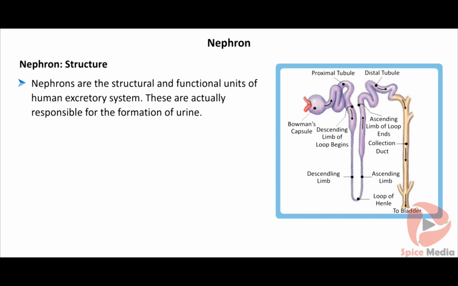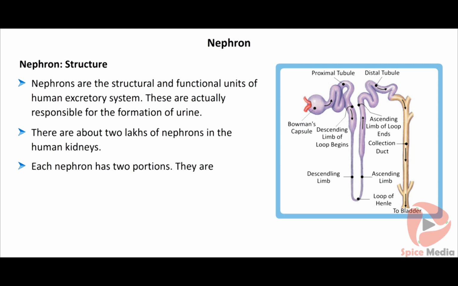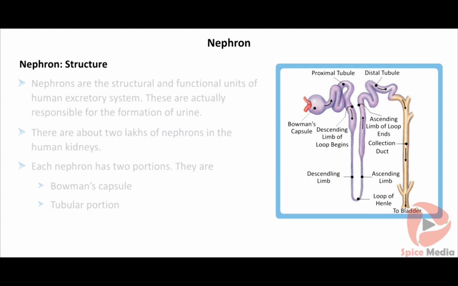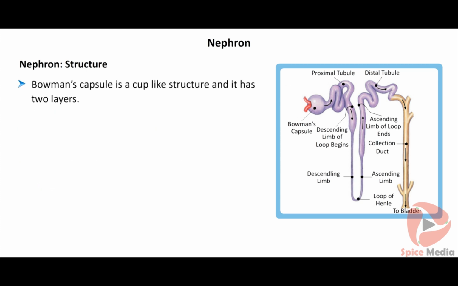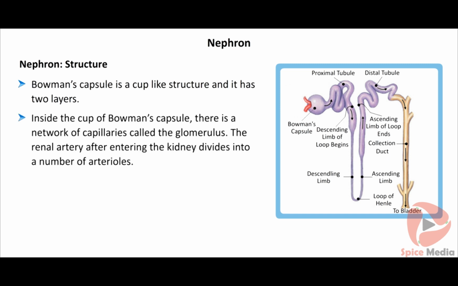Nephrons are the structural and functional units of the human excretory system. These are actually responsible for the formation of urine. There are about 2 lakhs of nephrons in the human kidneys. Each nephron has 2 portions. They are Bowman's capsule and the tubular portion. Bowman's capsule is a cup-like structure and it has 2 layers. Inside the cup of Bowman's capsule, there is a network of capillaries called the glomerulus.